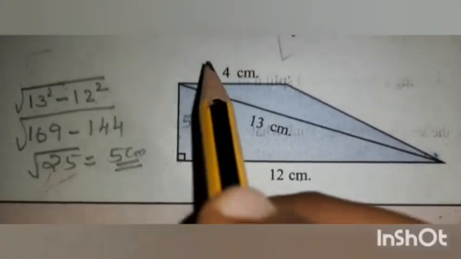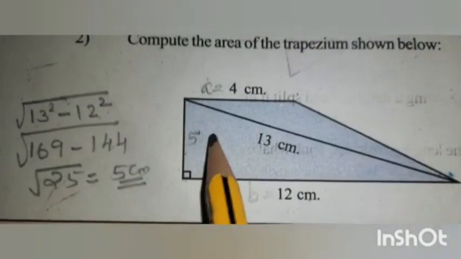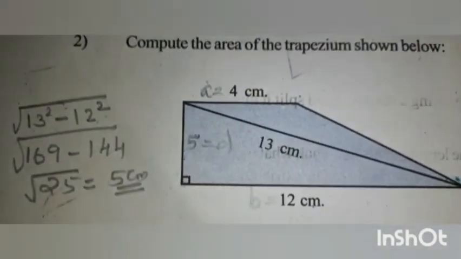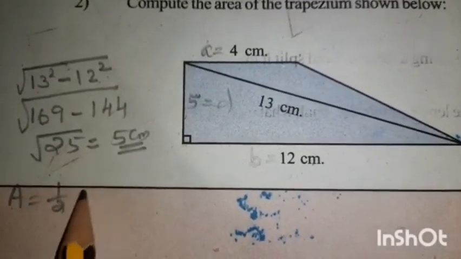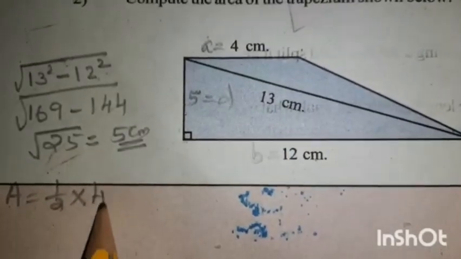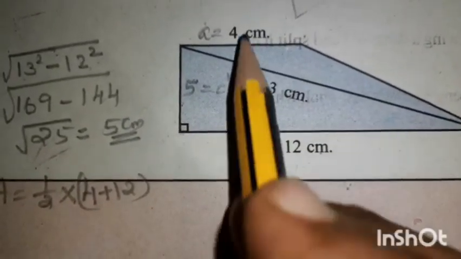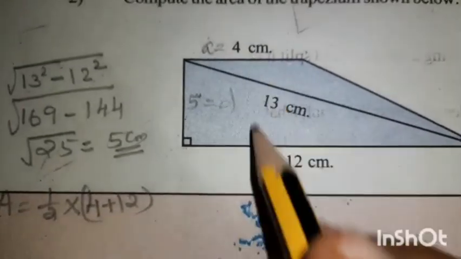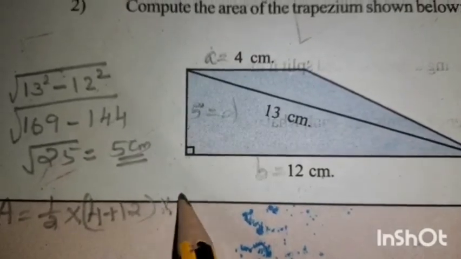You got the three values A, B and D. So you can easily find out area is equal to half into A plus B, 4 plus 12. Either you can write A here or B there, no problem, but you have to add it. 4 plus 12 multiplied by the height 5.